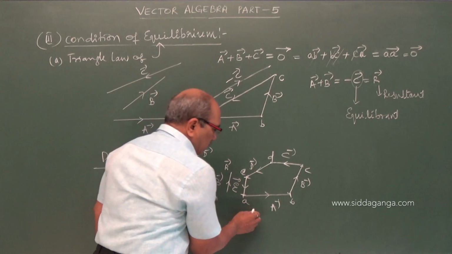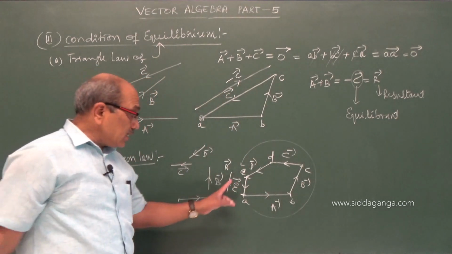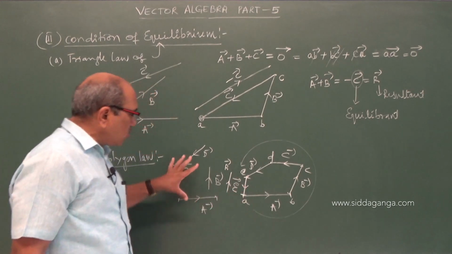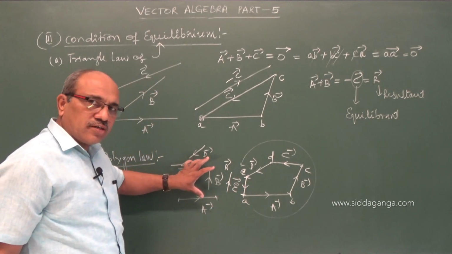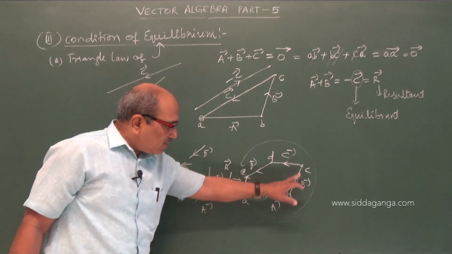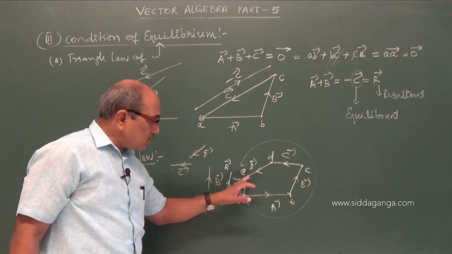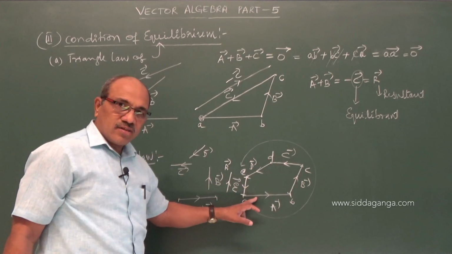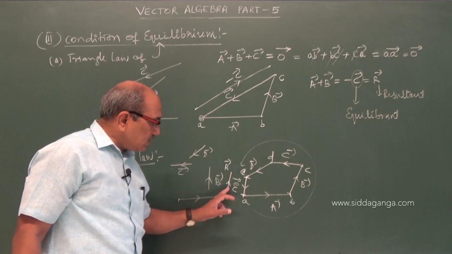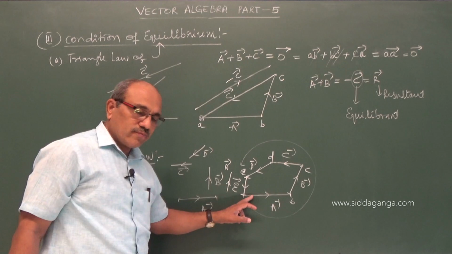So when we join the vectors in one order, a single vector can replace them. These are all acting in different directions on the body. But if I replace all these vectors with a single vector or a single quantity, a force, which can replace all these, then we call it a resultant, which can do the same work as all of them together.